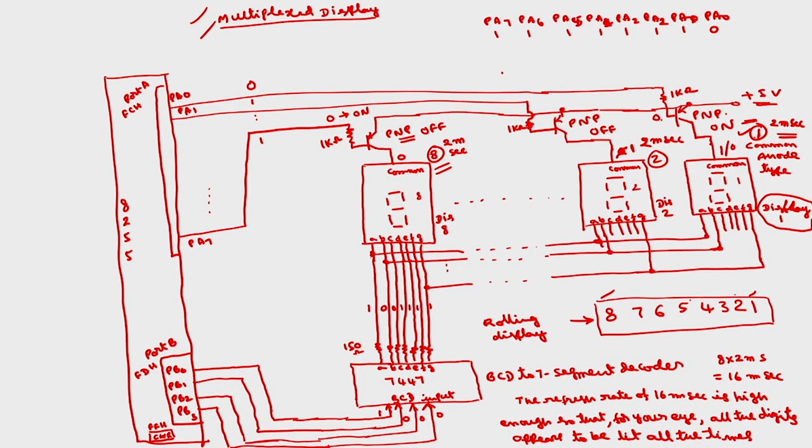Now, first I will write the program to display 1 to 8 on the 8 seven-segment displays, following the procedure that I have explained. Initially you have to program port A and port B as output ports. Port A is used to apply the signal to the base of all the transistors which drive the common point of all the displays, and port B is used to apply the BCD signal to the BCD to 7 segment decoder. So we need 2 ports programmed as output ports.